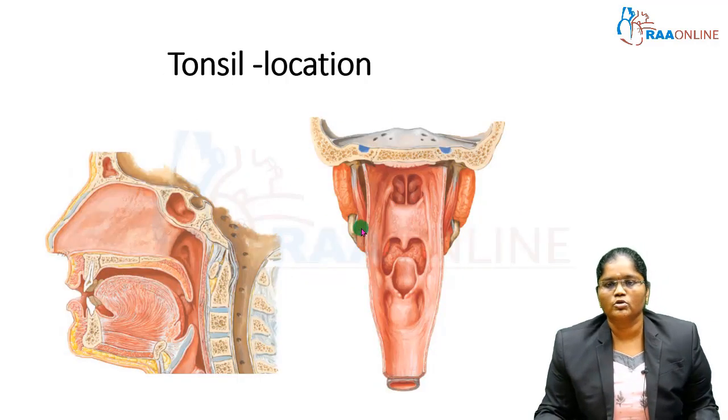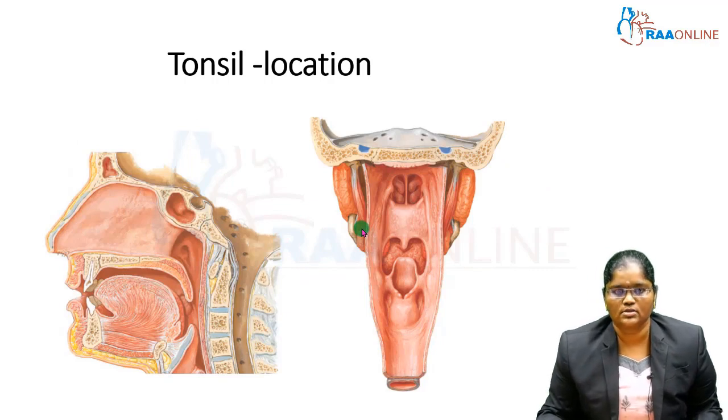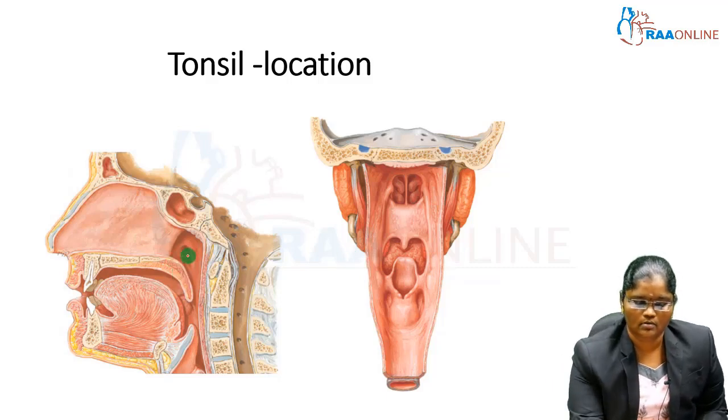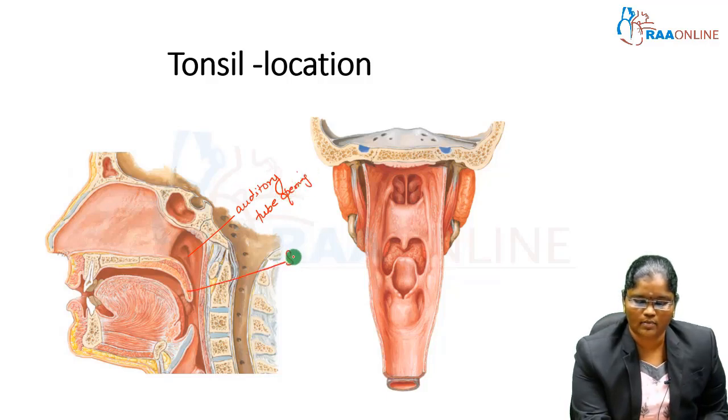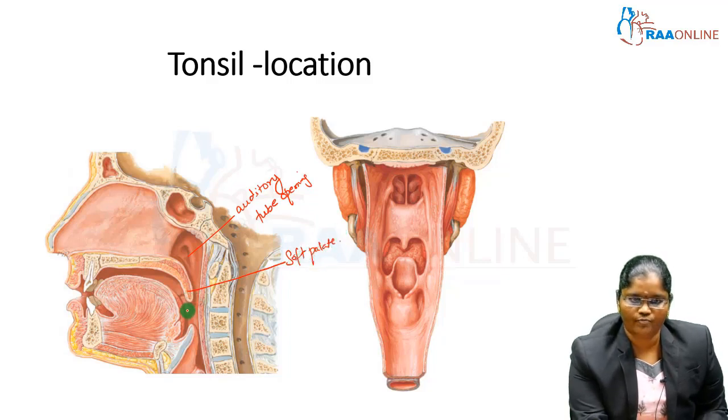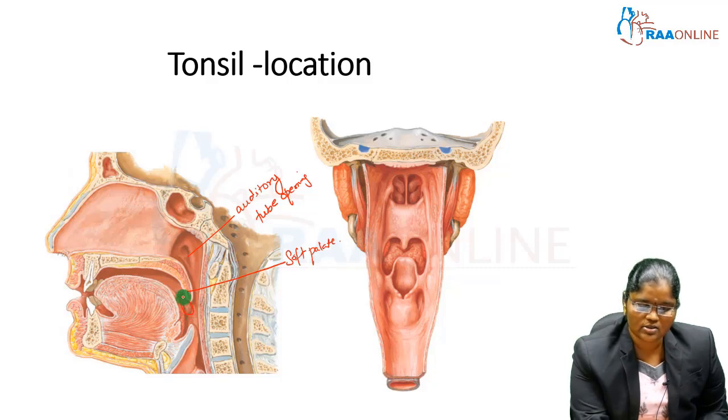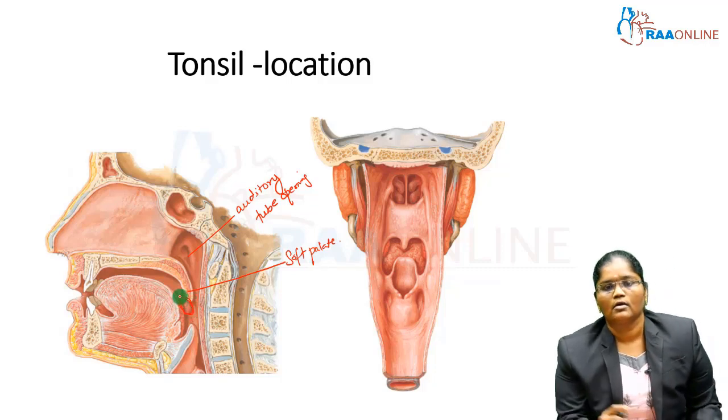This diagram shows the location of palatine tonsils. So this is a sagittal section of the skull where you can see this is the auditory tube, opening of the auditory tube. This is the soft palate. Just below the soft palate, you can see an almond-like structure. This is the palatine tonsil.